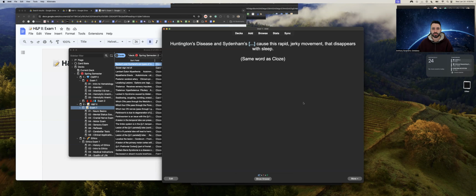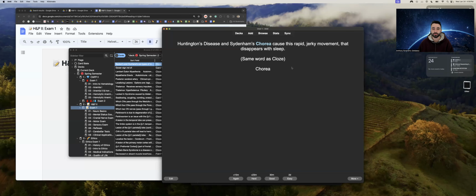Okay, Huntington's disease and Sydenham's blank causes this rapid jerky movement that disappears with sleep. So this is, oh, there's two words. I don't know, tetany, chorea. Okay.